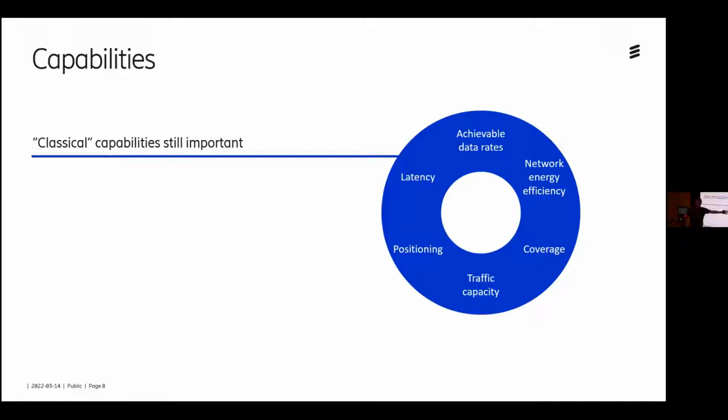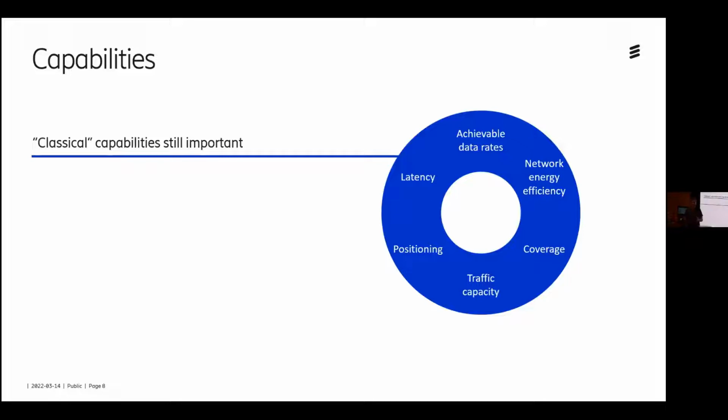Positioning we've had for a long time, and that's something important, being able to position things where they are. Traffic capacity, another classical metric, has been with us since 1G. We always need more capacity because people use the system more and more. And you can find in there some mobility reports on how the traffic need is increasing. We need to meet that with more capacity.